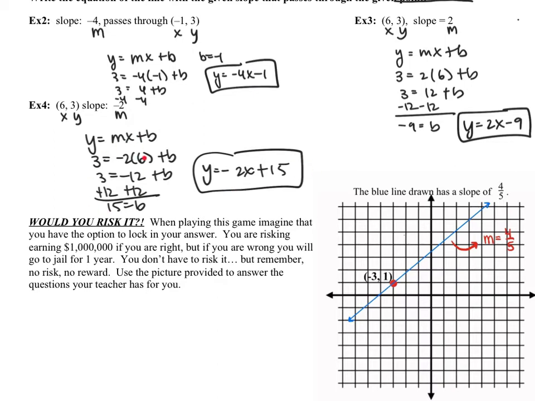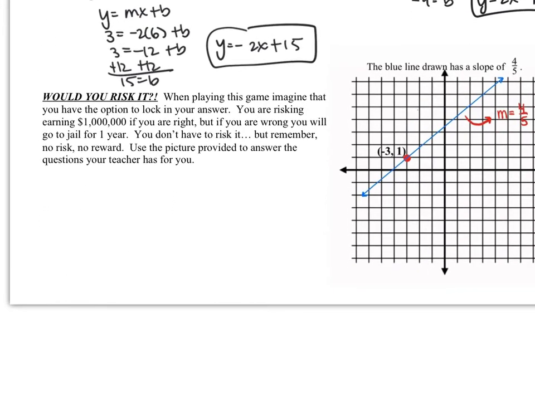So it's important that you're showing all of your work, so that way we can assess your ability to write a linear equation. For this game, Would You Risk It, we're going to be referring to this graph over here that has a blue line that has a slope of 4/5, and it also passes through the point -3, 1.